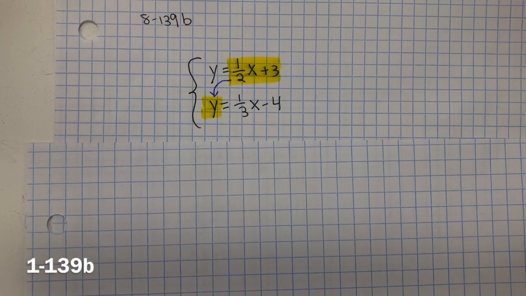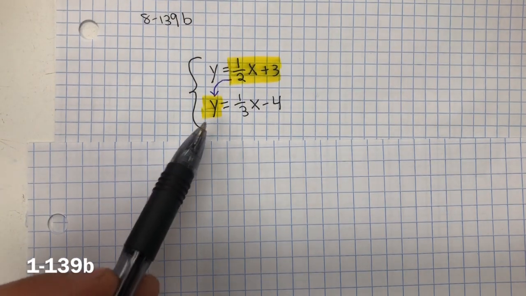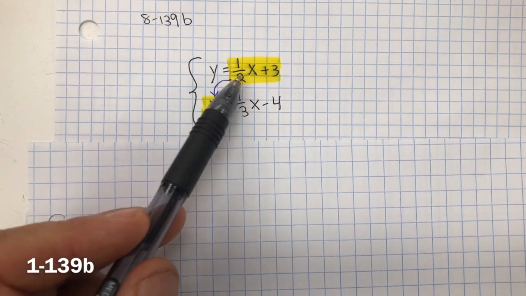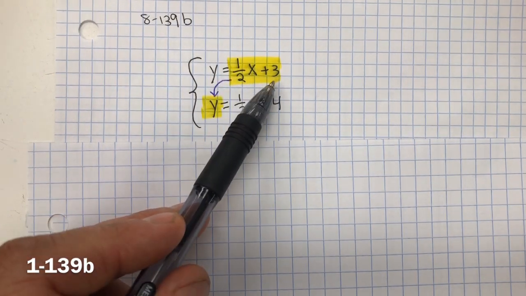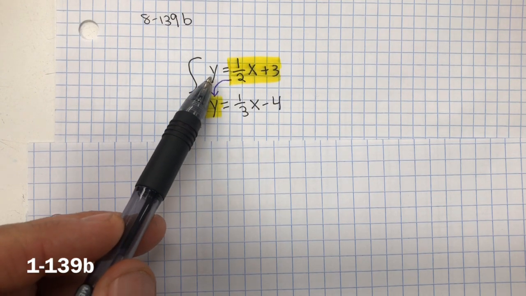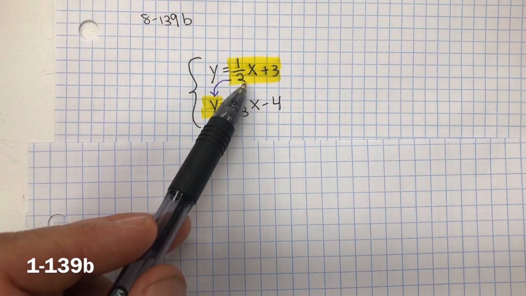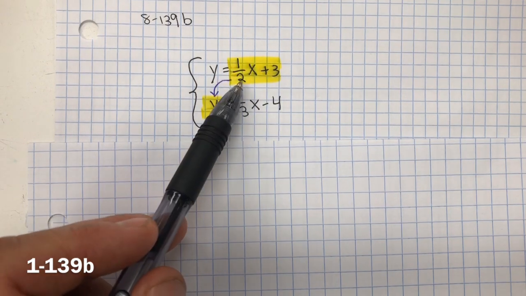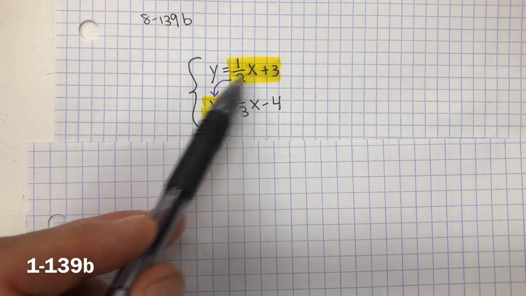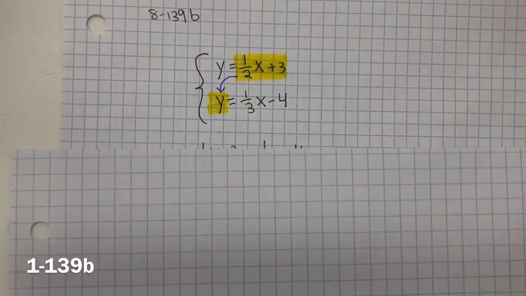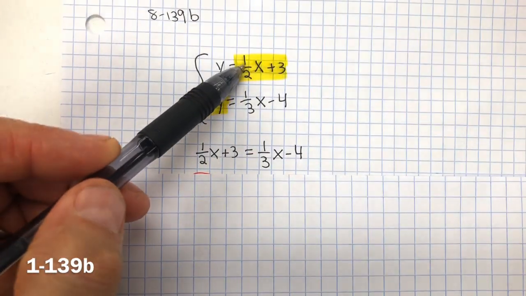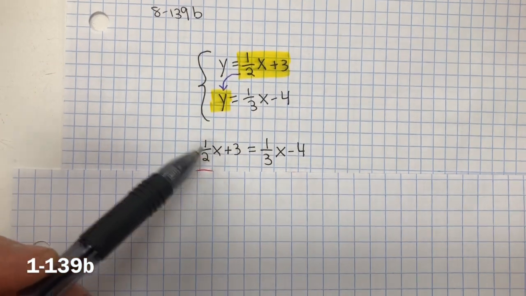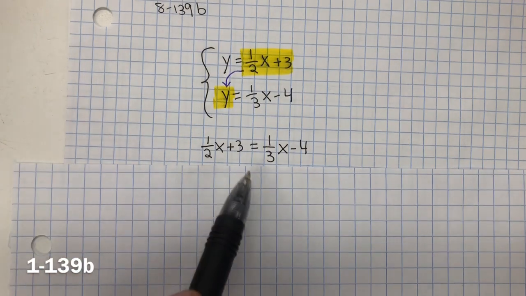In problem 139b, I have a system of equations. In this one, since they're both in y equals mx plus b form, slope-intercept form, if this is what y equals, I can plug it into here. I substitute y with 1/2 x plus 3, because that's what y equals. Now I set them equal to each other. So 1/2 x plus 3 goes here, which is now here. And now I solve for x.